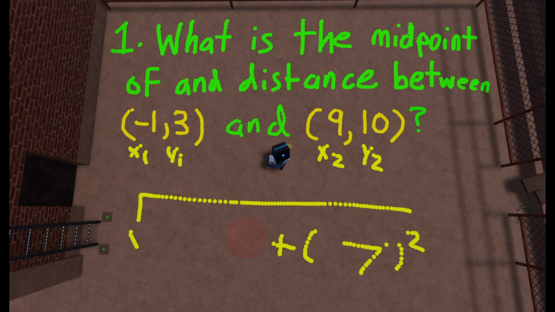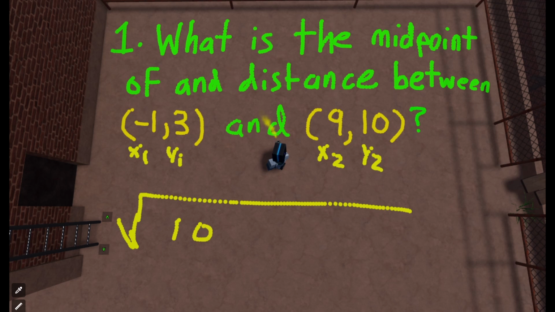And then 10 squared is just 100. And 7 squared is just 49. So we just have the square root of 100 plus 49. And that, of course, is just the square root of 149. So that is the distance between our points.